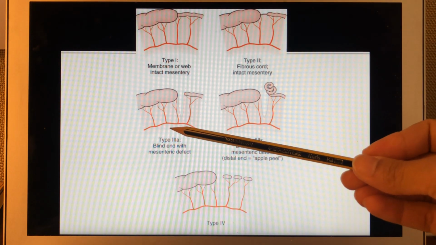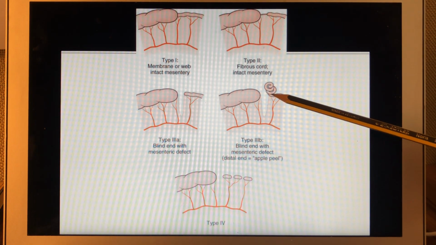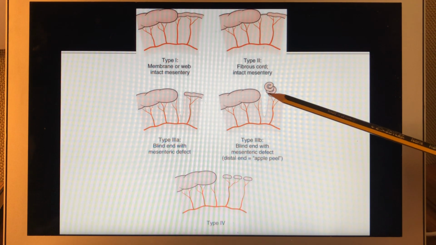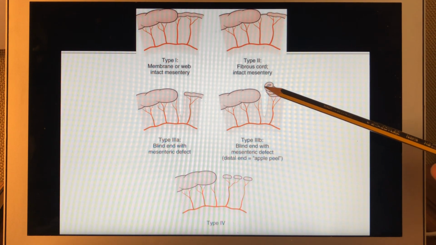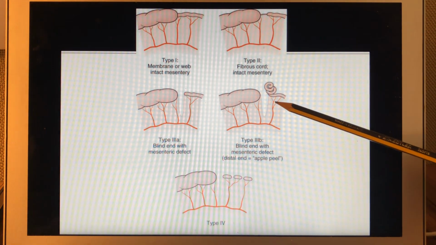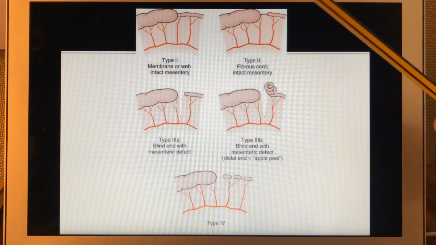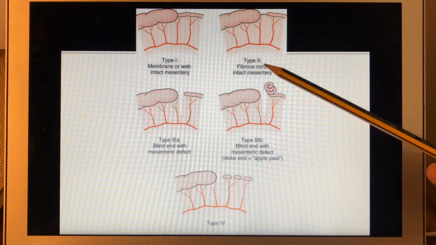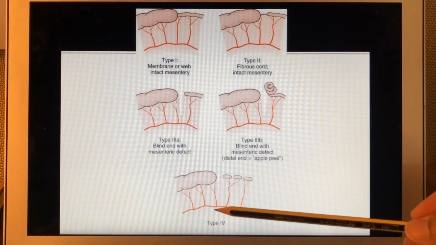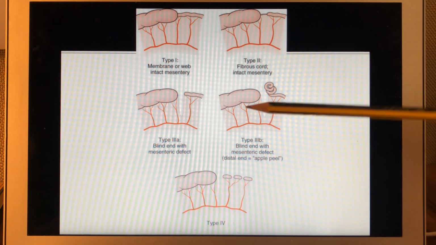which can be type 3A and type 3B, where the distal part has an apple peel deformity, which is significant loss of the mesentery and the blood supply, where the blood supply of the small intestine is very much in the center, and the bowel is twisted around it. And type 4, where there is multiple atresia, called shish kebab kind of deformity.